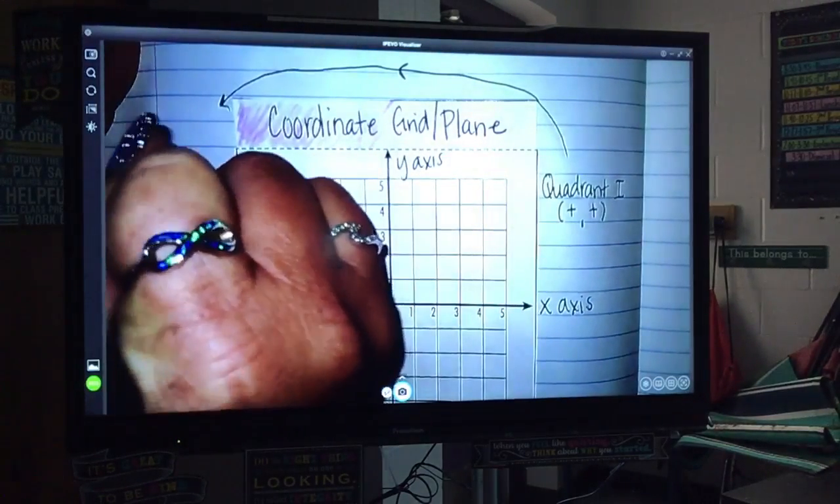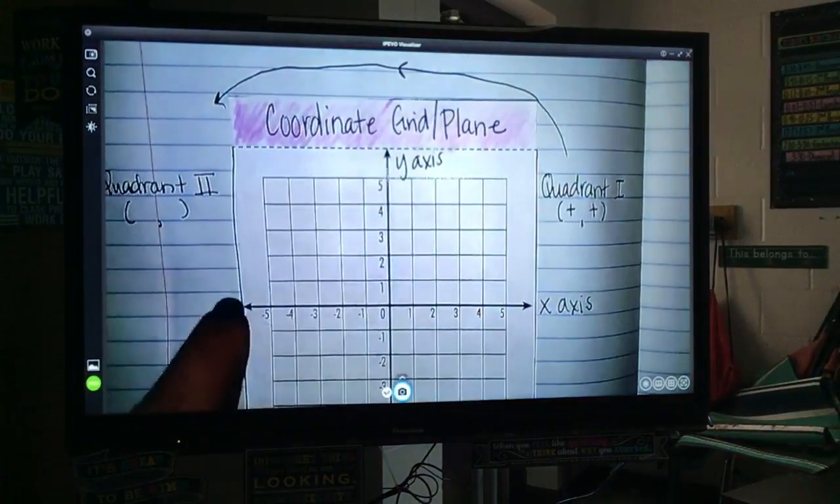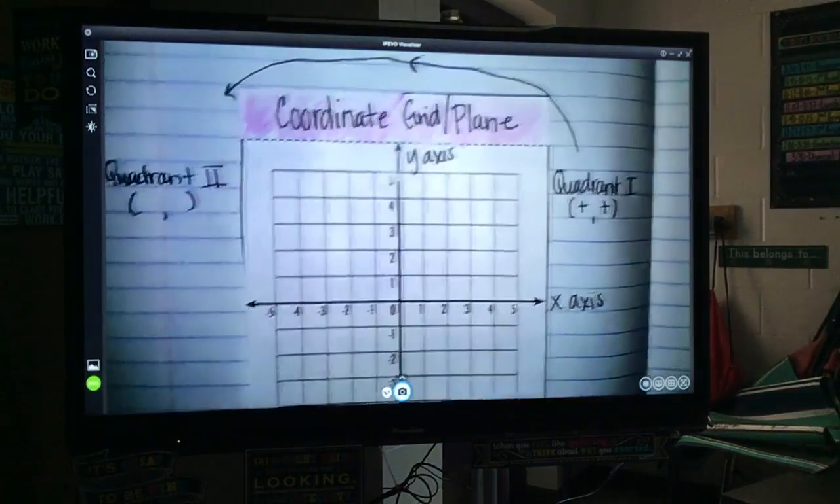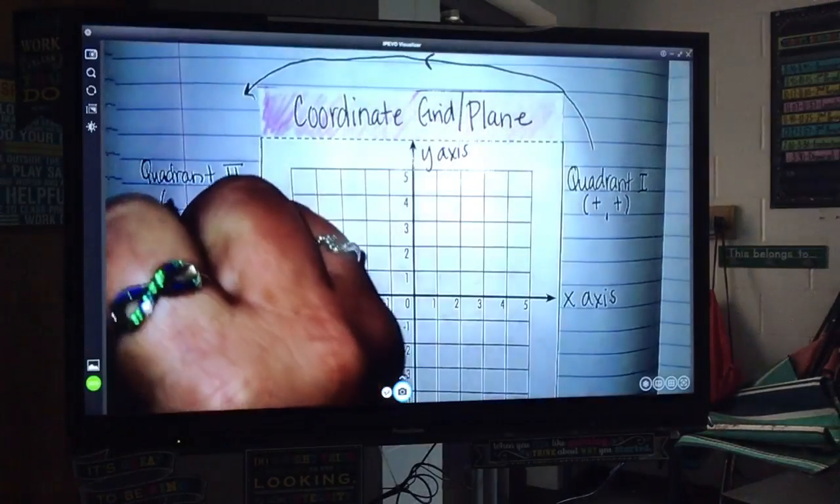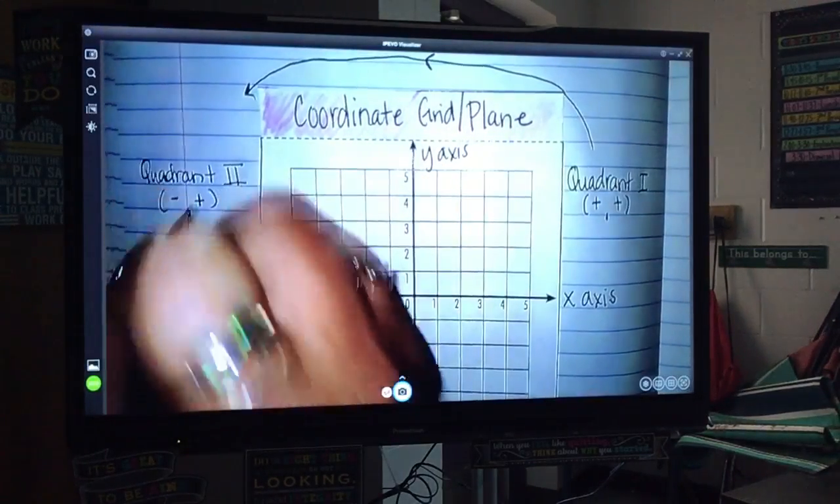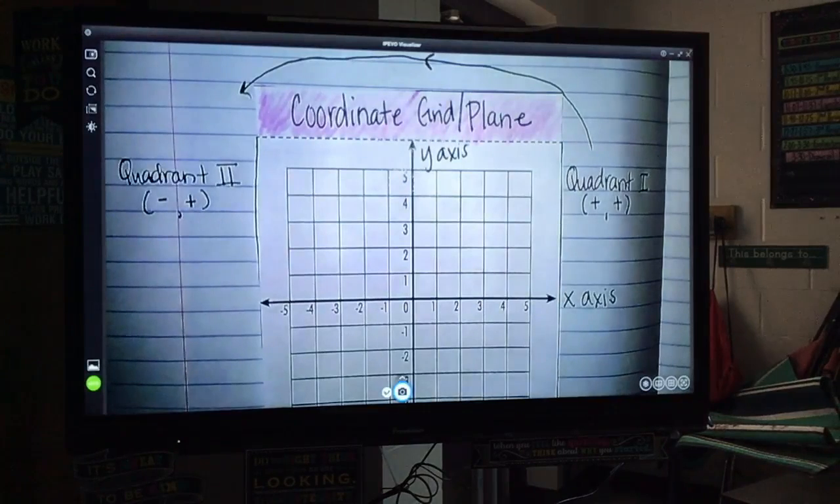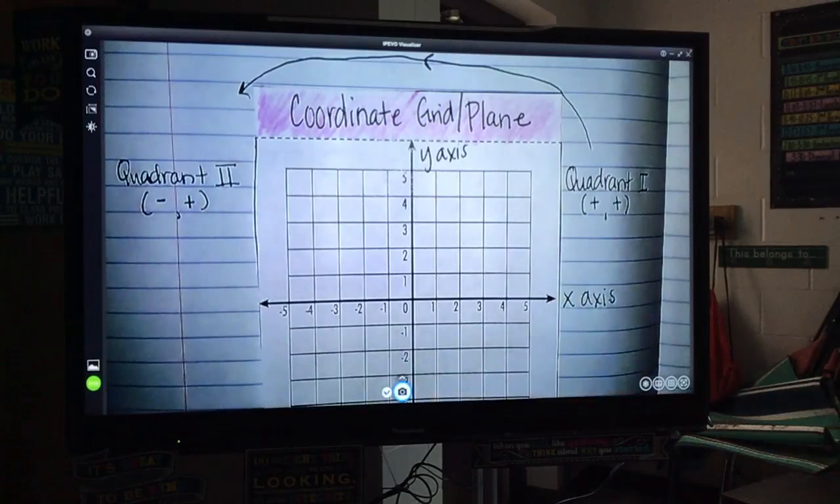And what do you notice about the numbers on the x-axis and the numbers on the y-axis that border quadrant 2? What do you notice about them? Gabriel? The x-axis numbers are negative and the y-axis numbers are positive. Yes, perfect. And this is going to come in handy later. Okay, but it's good to start looking at your numbers and realizing, okay, these are positive, this is negative.